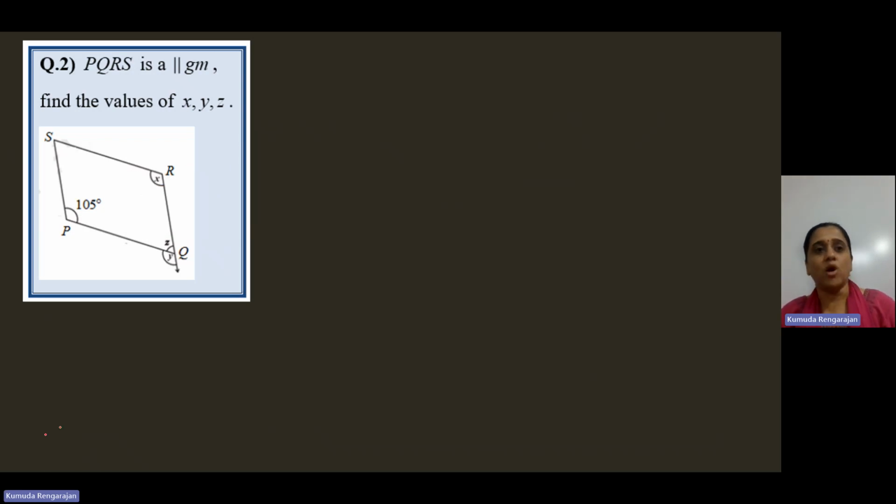But if you want to find in the order X, then Y, and then Z, supposing you can answer in any order, how do you find Y? Now we found X using the property that opposite angles are equal. Now let's find Y. No, we haven't found Z now. We're finding it in order. We found X, now we're going to find Y.